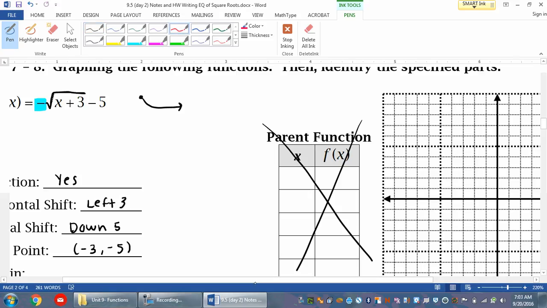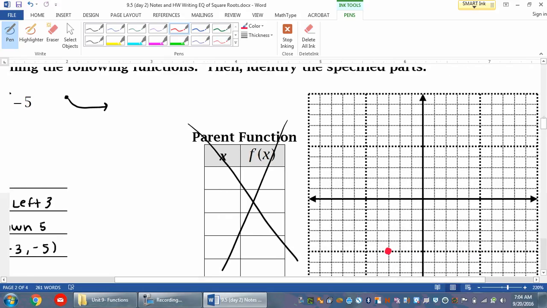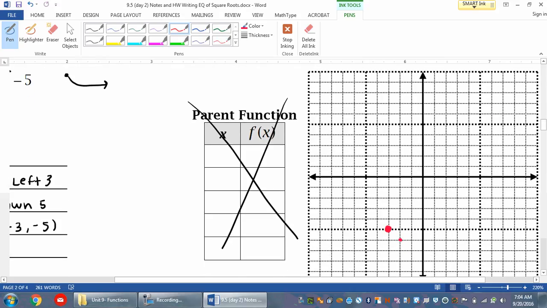So my eyebrow starts with left 3, down 5. Now, my pattern is right 1, up 1. But do I go up if there's a reflection? No, I go down. Again, you always go to the right. You never go to the left. Now you're going to go right 4, 1, 2, 3, 4, down 2.